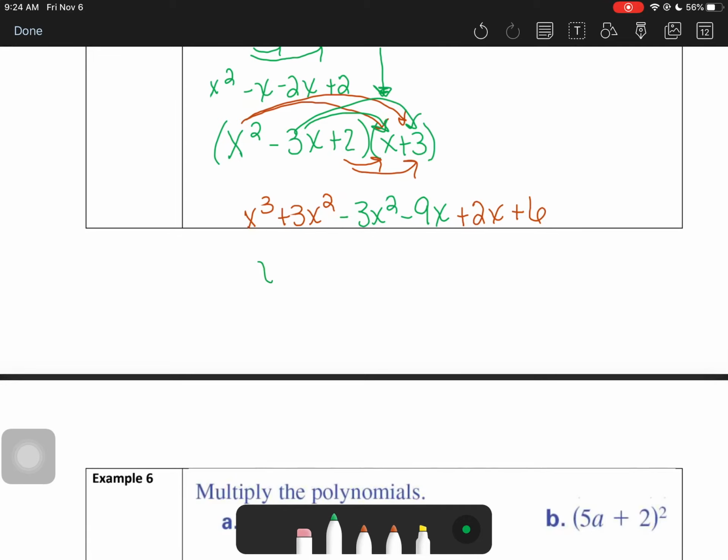So we have an x cubed, then we have a 3x squared and a negative 3x squared, which will have a sum of 0. Then we have a negative 9x and a positive 2x, which is a negative 7x, and finally 6. We have multiplied 3 binomials together, making sure you're multiplying only 2 at a time, and then multiply your answer by the third.